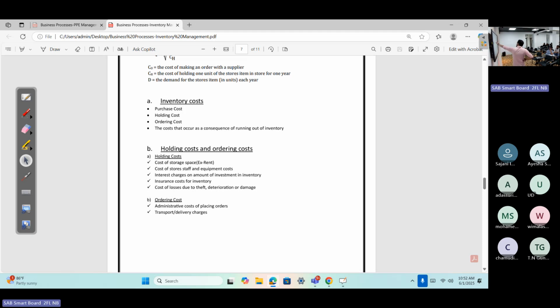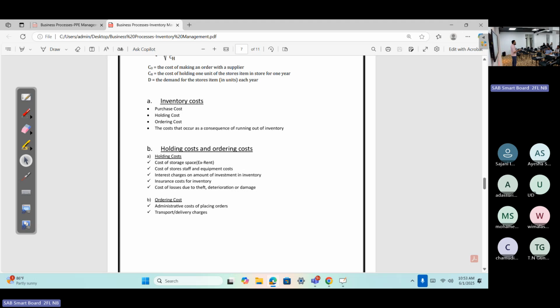you should have a skill to separate purchase cost and ordering cost. Ordering cost and purchase cost are not equal. Purchase cost means the raw material price. You want to purchase this chair, the price is called purchase cost.